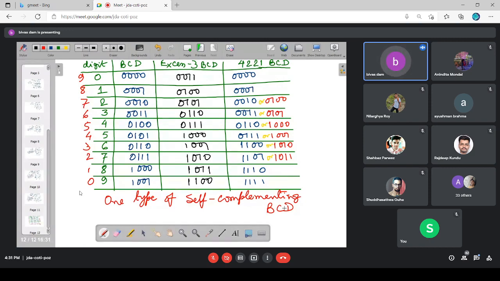For 2, what is the 9's complement of 2? What is the 9's complement of 2? 7. So if I take this pattern for 2, I should take this pattern of 7 to make this pair self-complementing. Or if I take this pattern for 2, I should take this pattern for 7 to make it self-complementing. Is it clear?